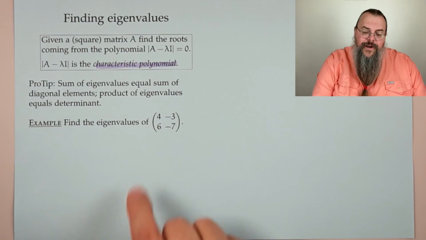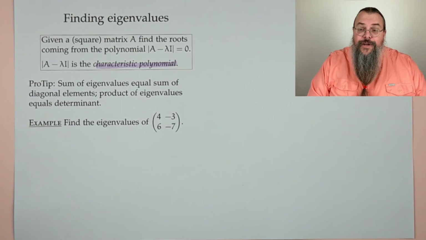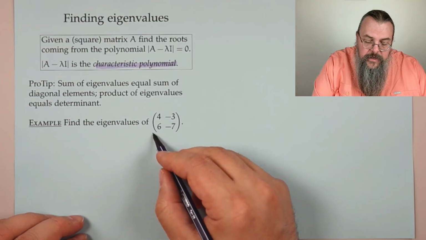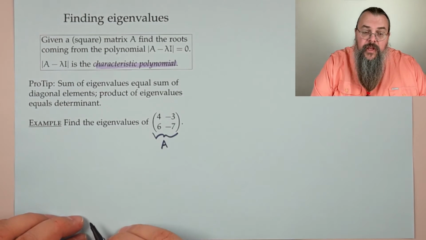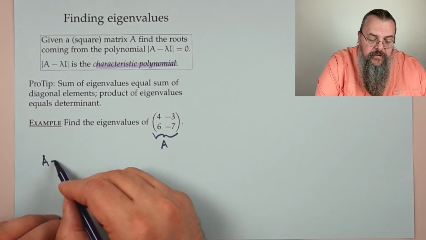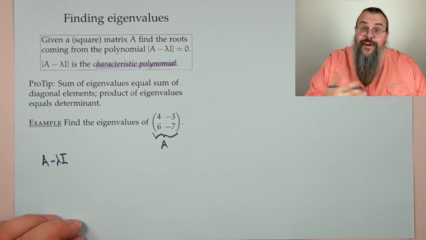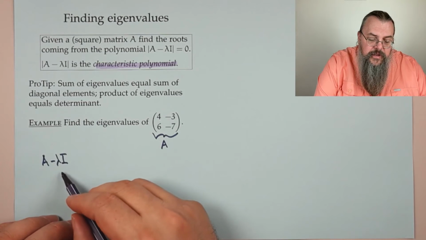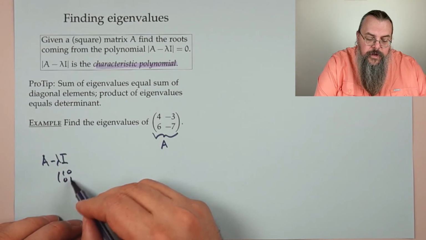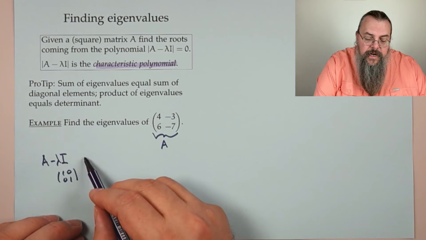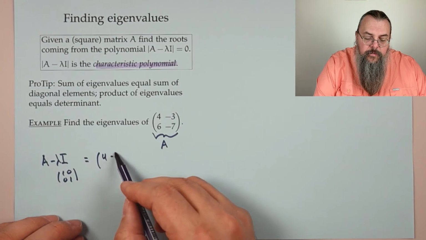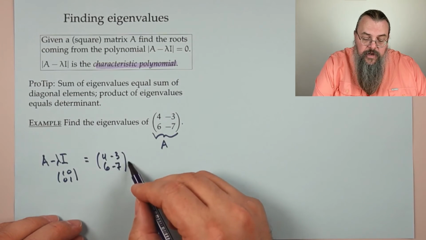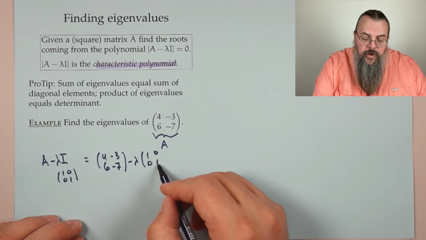Okay, so let's find the eigenvalues for this 2 by 2 matrix. So here we go. What do we do? Well, this right here is our matrix A. So we're going to look at A minus lambda I. Now, since we're just starting out, let's do this a little bit slowly. Remember, when we talk about I, this is 1, 0, 0, 1. So A minus lambda I would be 4, negative 3, 6, negative 7, I'm just copying down what A is, and then subtract lambda times 1, 0, 0, 1.